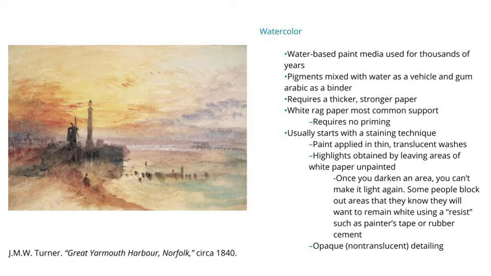And also, once they have the highlights blocked out and the thin translucent layers everywhere, people will go in with details using something that's more opaque. And when I say opaque, I mean something that's not translucent. So this example is Great Yarmouth Harbor, Norfolk by J.M.W. Turner. And that is just a famous watercolor painting.